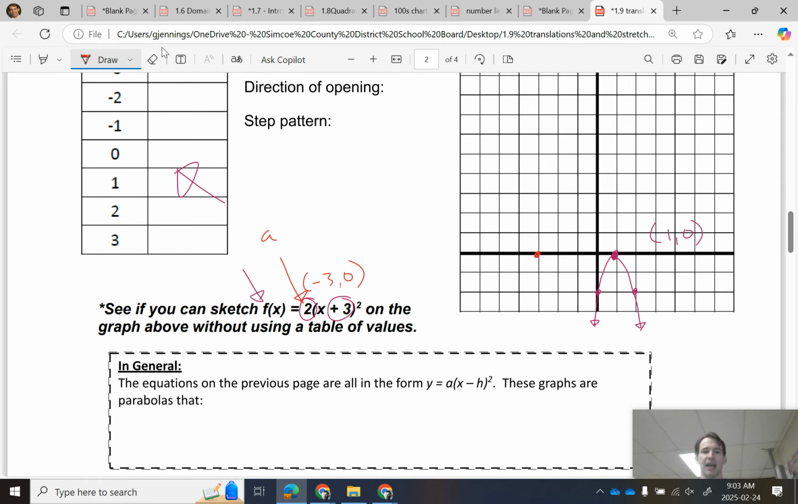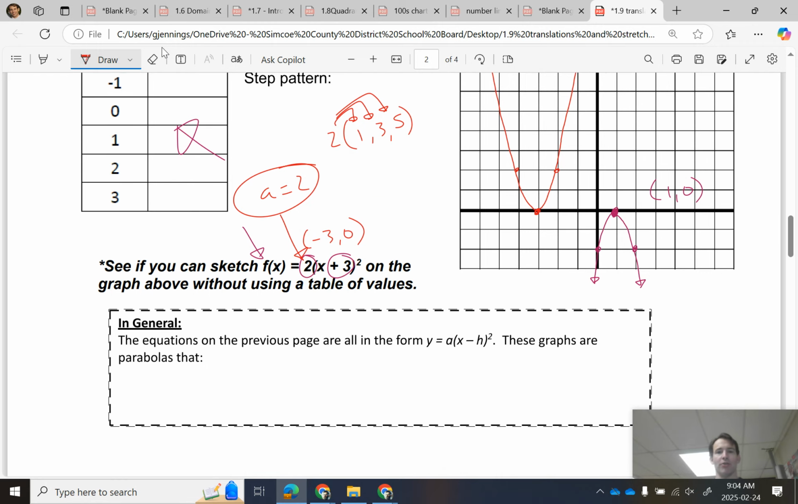This number is the a. a is equal to 2 in this case. That changes our step pattern. Chase is already able to tell us that its step pattern would be 2, 6, 10. So if we go over 1, we should go up 2. Over 1, we should go up 6. 1, 2, 3, 4, 5, 6. And then back 1 up 2, back 1 up 6. That's that parabola there. And then you could verify with a table of values to make sure you're getting 100% on things like tests.